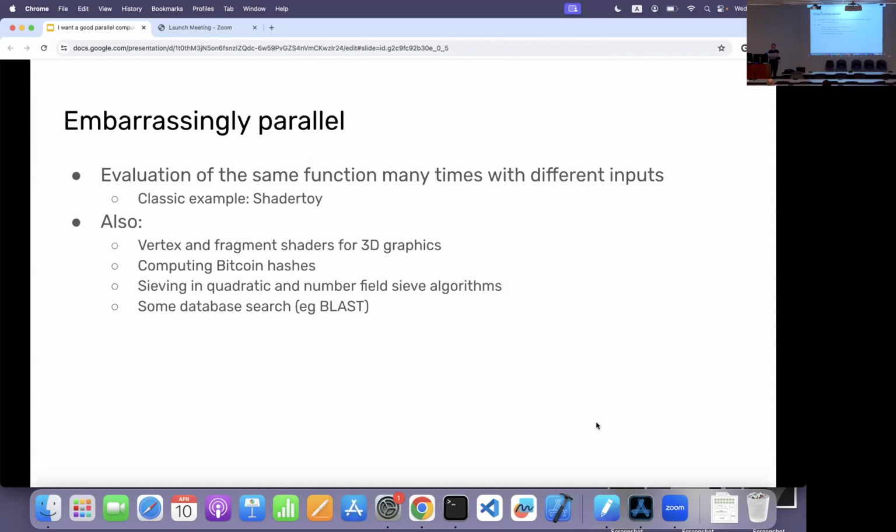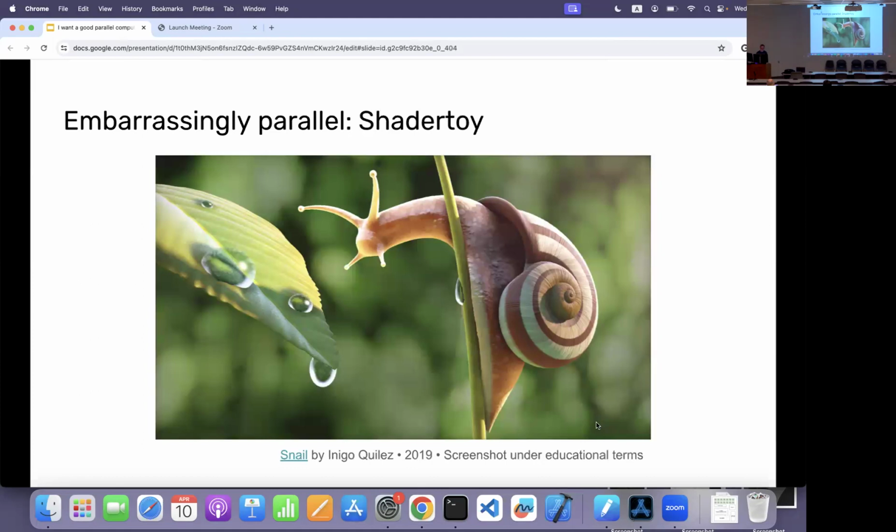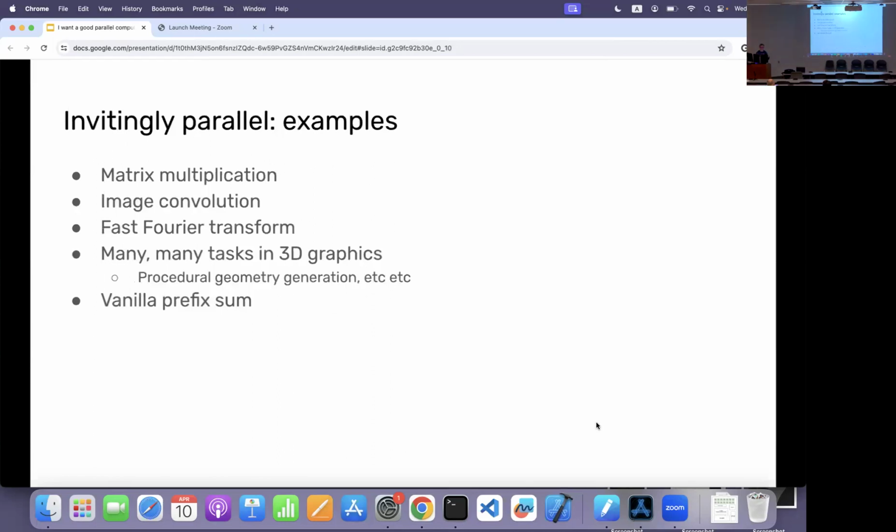There's some other fun ones, like if you're doing number field algorithms for factoring primes and so on and so forth, then the sieving step is embarrassingly parallel. And then there's a lot of other things, like if you're doing database search of something like a genetics database, then you could really say, I'm just going to do this match completely in parallel across all the rows in my database. So it's important. Like you want embarrassingly parallel, but this isn't where the juice is in terms of interesting academic research.